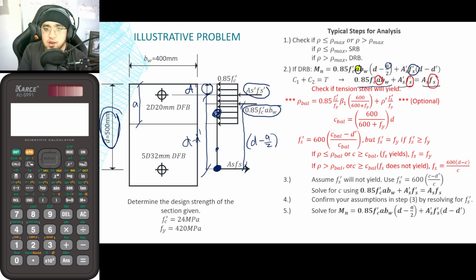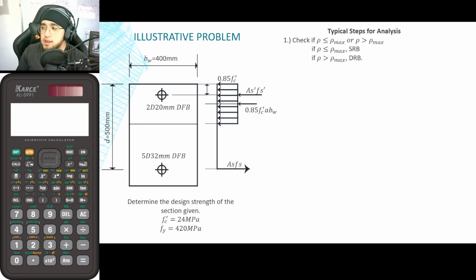So with that, guys, you can now solve for the value of Mn using this equation. Then after solving for Mn, solve for phi. After solving for phi, just multiply it by Mn, and then you already have the value of your design strength. Okay, so with that, let us now solve for it in detail.